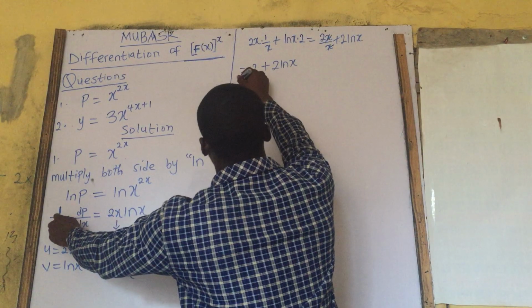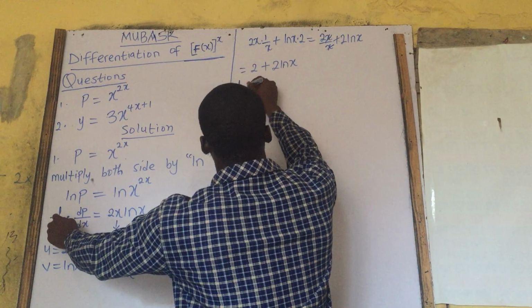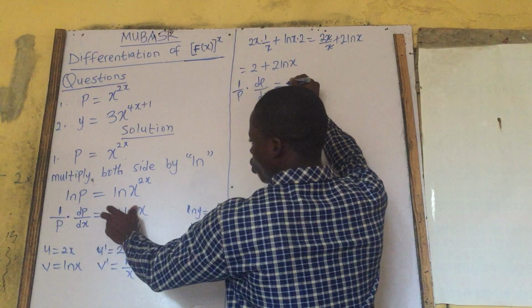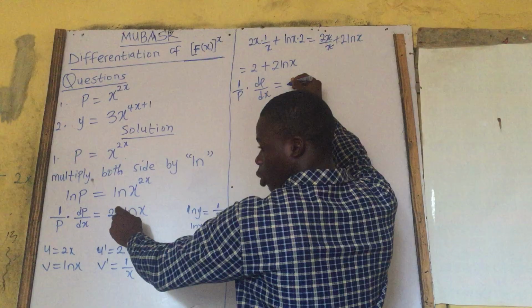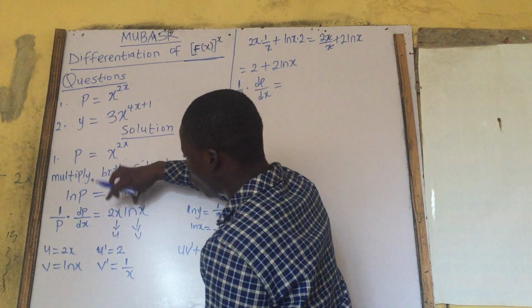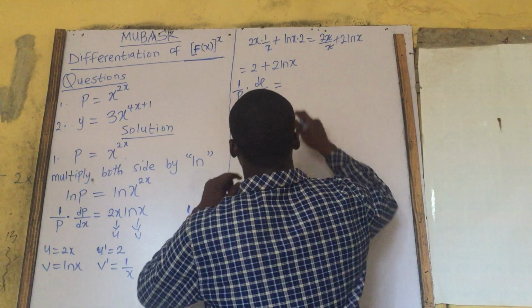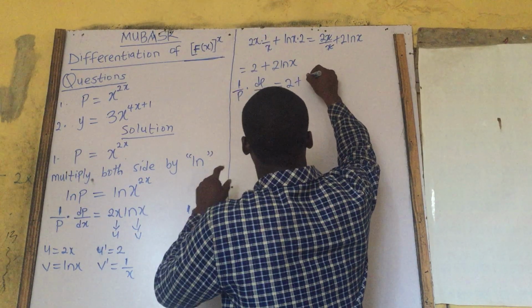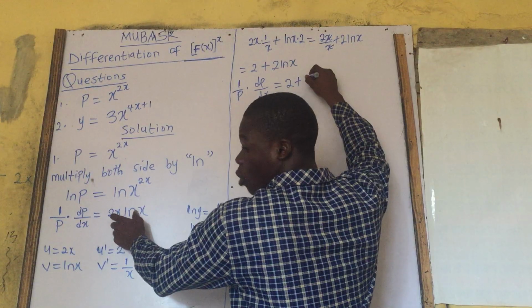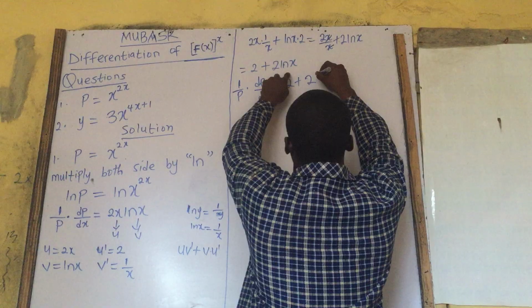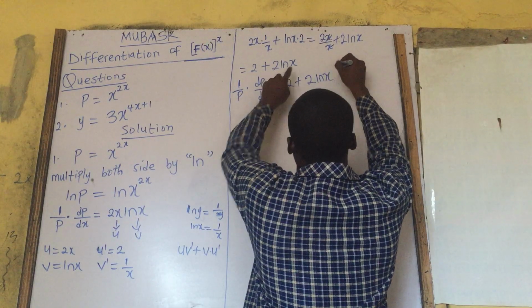Now we recall from the question, 1 over p multiplied by dp over dx equals this. We have applied the product rule so that we can obtain dp over dx. When you apply the product rule, what do we get? 2 plus 2 multiplied by natural logarithm x.